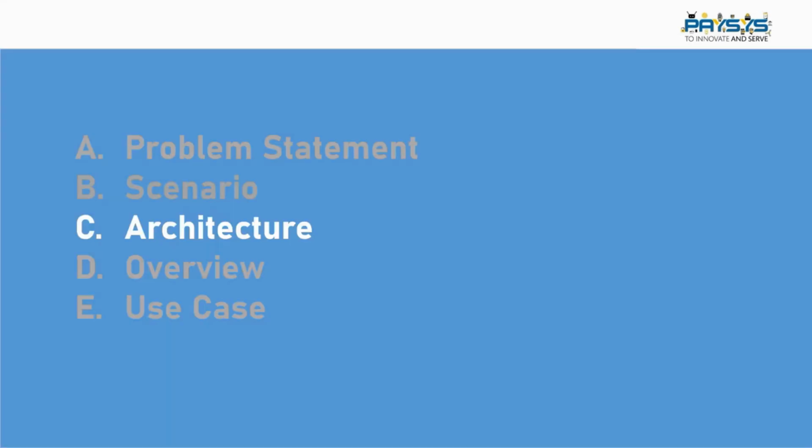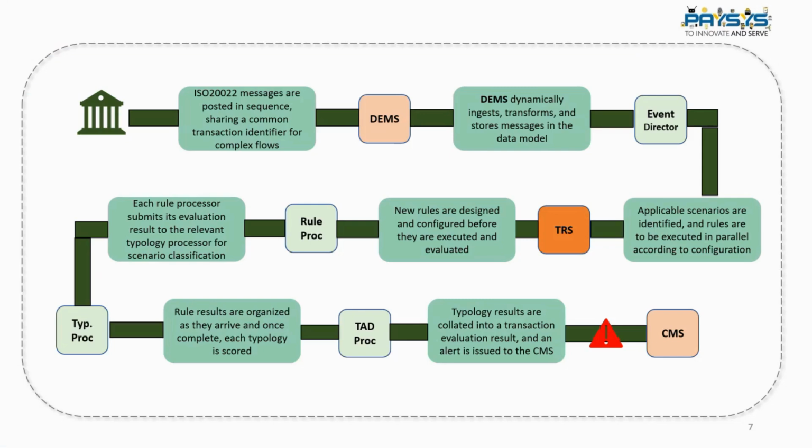Okay, so now let's see where TRS fits into the broader FRMS pipeline. The ISO 20022 messages enter the system and are ingested by DEMS, the dynamic event monitoring system, where they are transformed and stored in the data model. This part of the process is already covered in the TCS demo video series, so you can refer to that. And the event director identifies applicable scenarios and determines which rules should be executed.